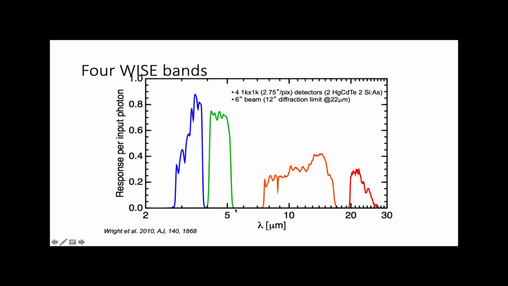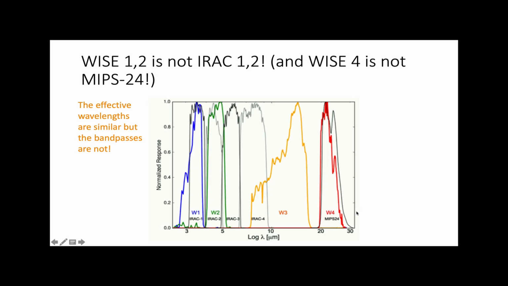So here the names are coming either from the channel names, like WISE 1, 2, 3, and 4, or the effective wavelengths. 3.5 microns is the effective wavelength, the weighted wavelength of this filter, 4.5 microns, or 4.6 microns rather. This one is 12 microns, and this one is 22 microns.